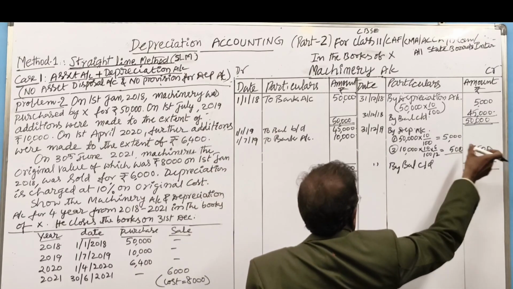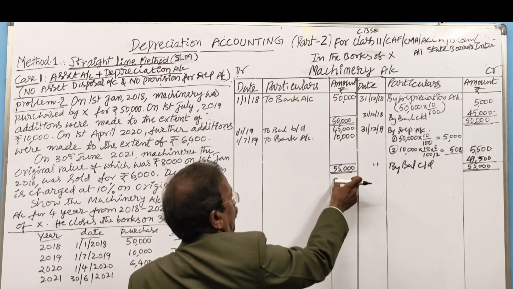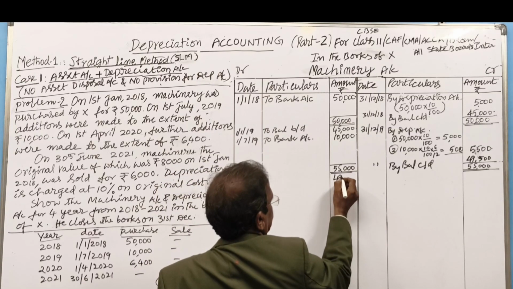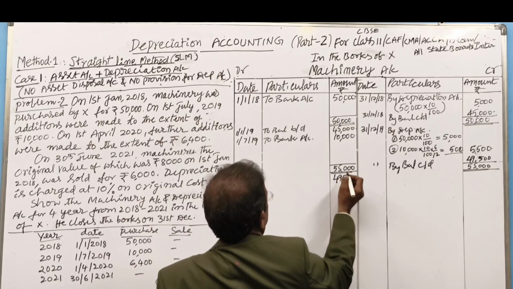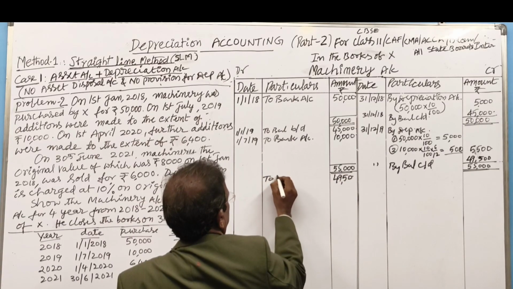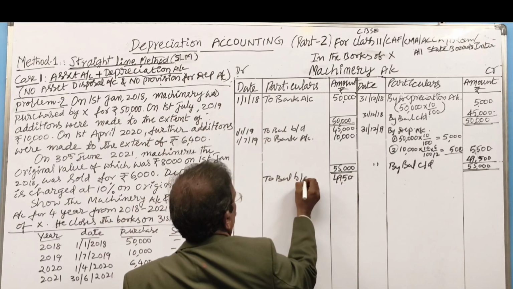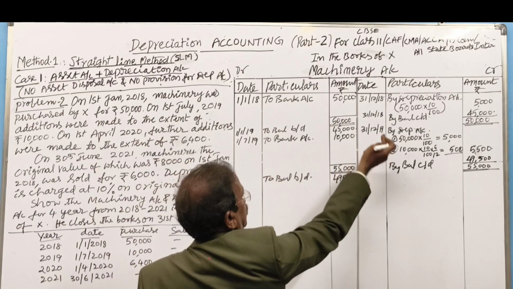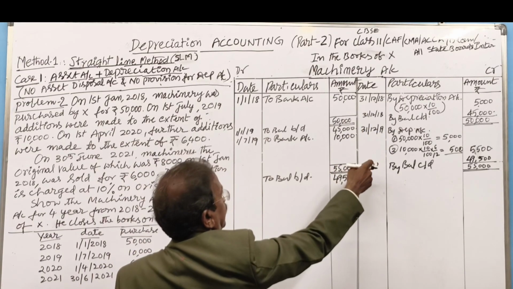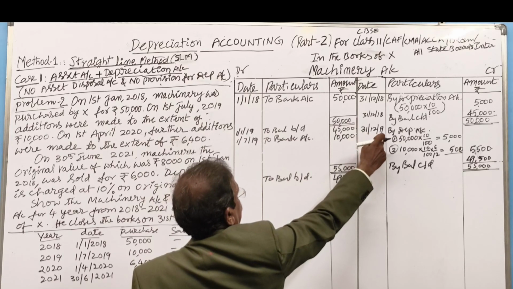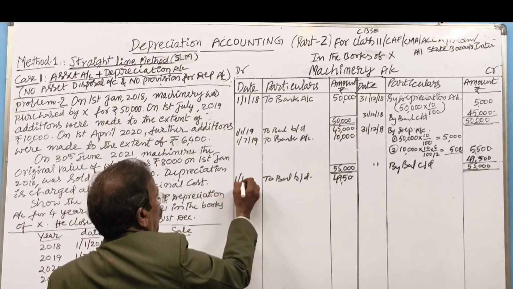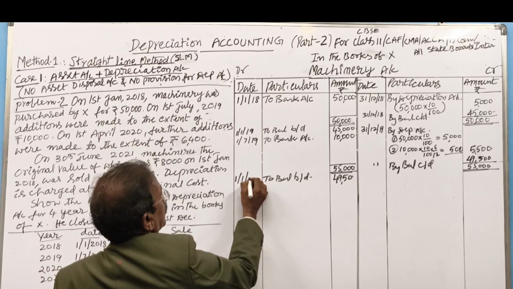Now, this amount comes down as the opening balance for the next year, that is the third year. 49,500. Here you have to write to balance brought down. Put the date, the very next date of the previous year ending date. That is 31/12/19. The next year starts from 1/1/2020.